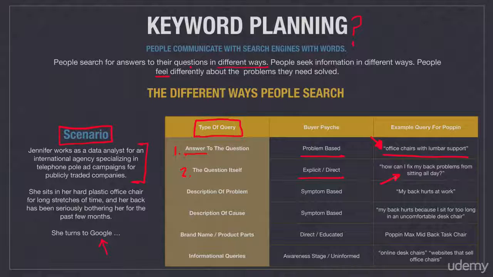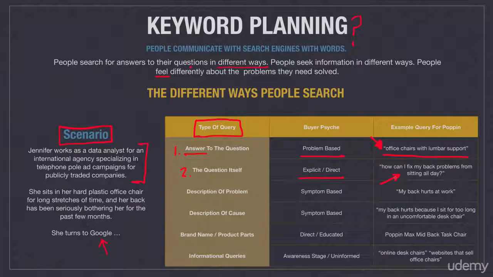She didn't indicate to us yet that she wants an office chair. She might not be in the market for an office chair. She might not know she's in an office chair. And because she's using the question herself and she's not necessarily indicating to us that she wants an office chair, that's going to put her in a different level of the buyer journey. And we're going to talk about the buyer journey in a second.